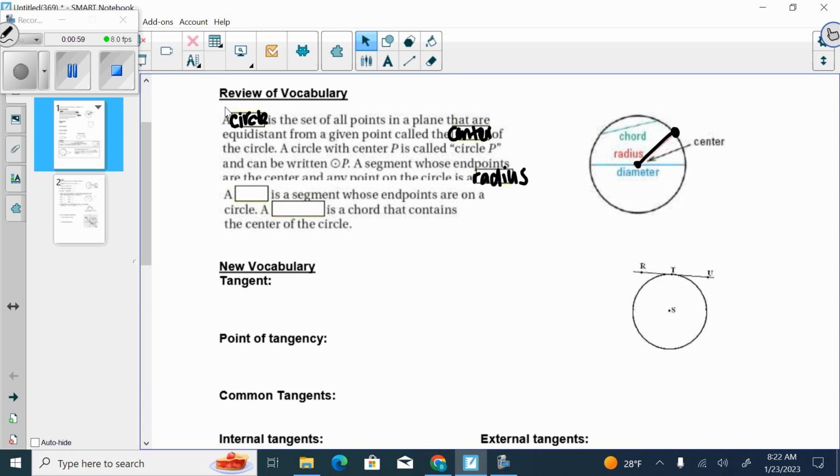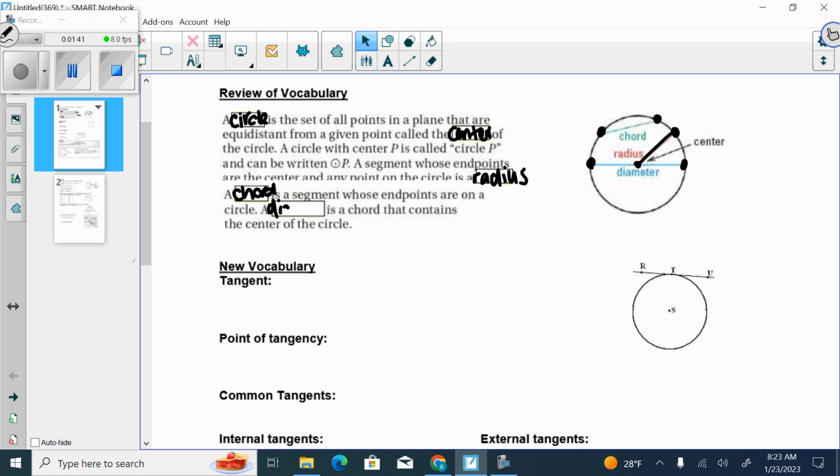A chord, which is going to be the next one we define. This one may or may not be something you've heard of before. A chord is a segment whose endpoints are on a circle. So this chord right here has an endpoint on the circle here and an endpoint on the circle here. So a chord is any segment whose both endpoints are on the circle, which would also be a diameter, right? A diameter has both endpoints on the circle, so it is a chord, but a diameter specifically has to go through the center as well, right?